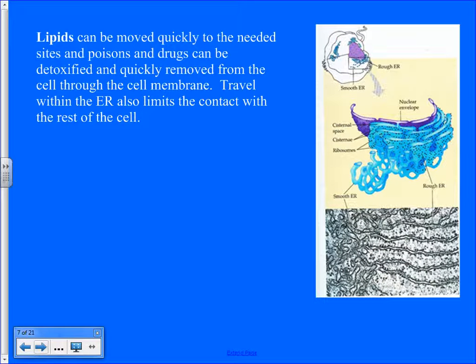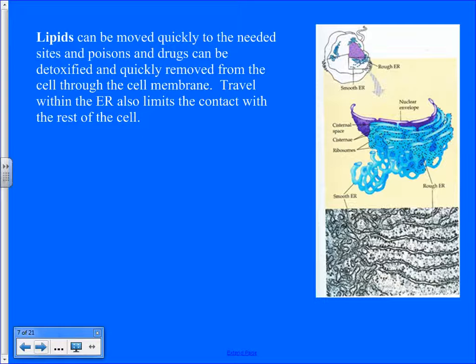All right, lipids can be moved quickly to the needed sites, and poisons and drugs can be detoxified and quickly removed from the cell through the cell membrane. And as long as all that stuff stays in the ER, it doesn't touch any other parts of the cell where it could cause damage. So that's again the benefit of having all these separate compartments within the cell: you can really localize where things end up.